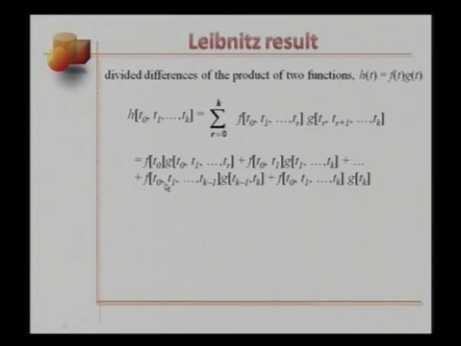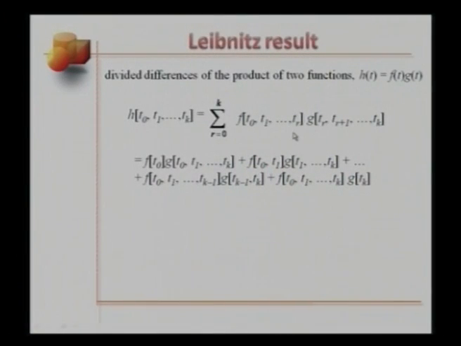Anyhow, the general result H[T0, T1 up till Tk], if I expand this summation here, I get f of T0 times g[T0, T1 up till Tk] plus f[T0, T1] times g[T1 up till Tk] plus a few more terms, and the last term would be the kth divided difference in f and the 0th divided difference in g evaluated at t sub k.